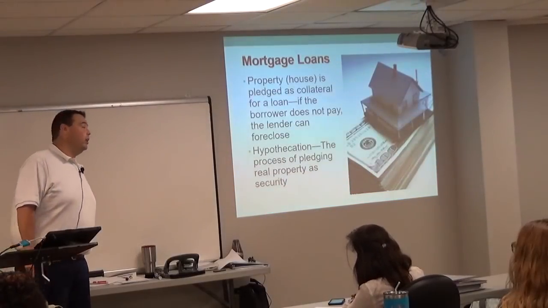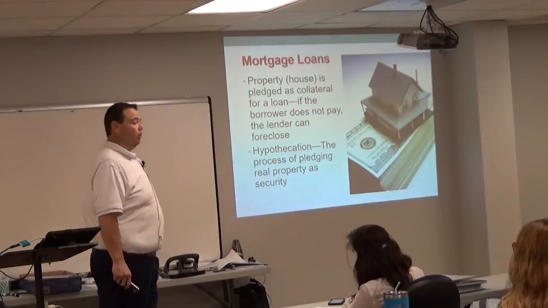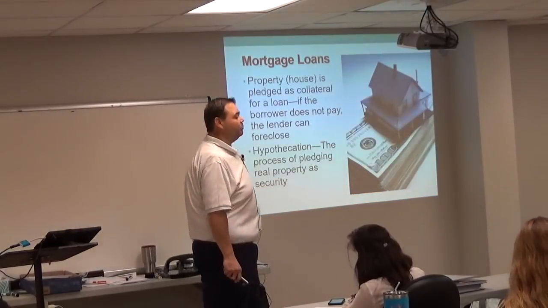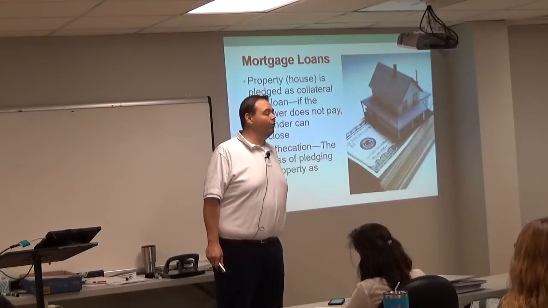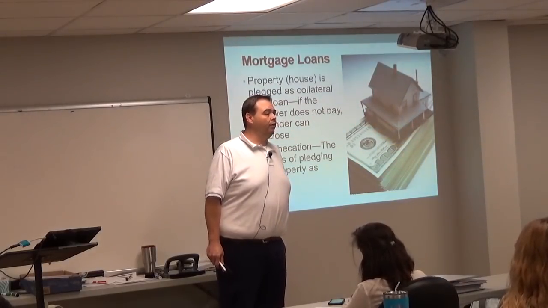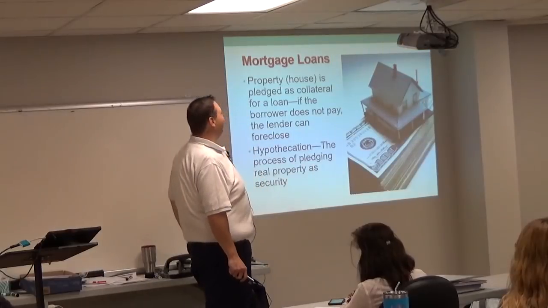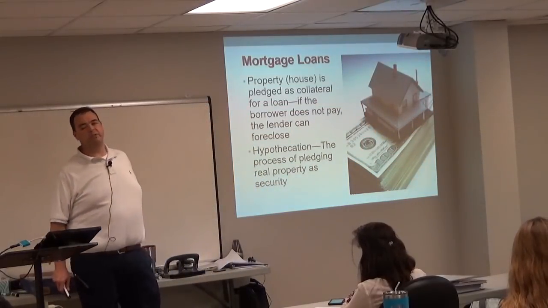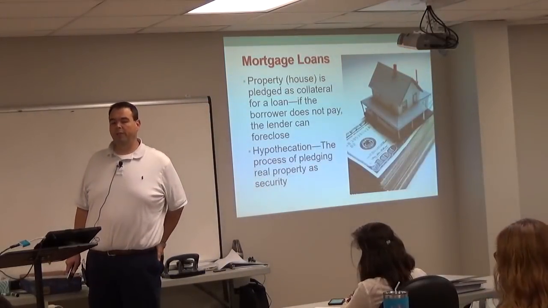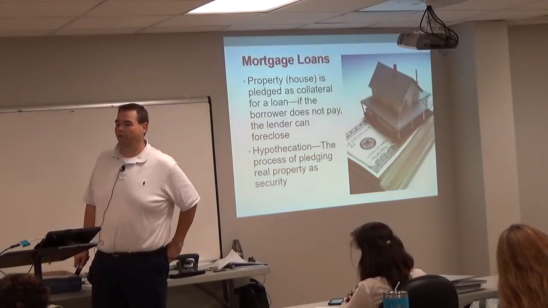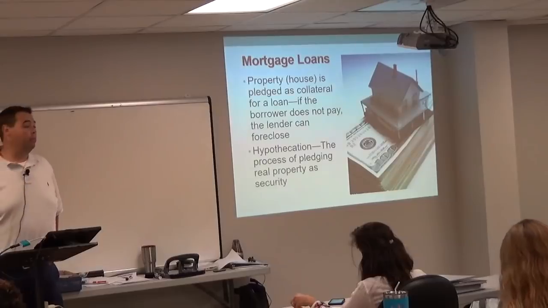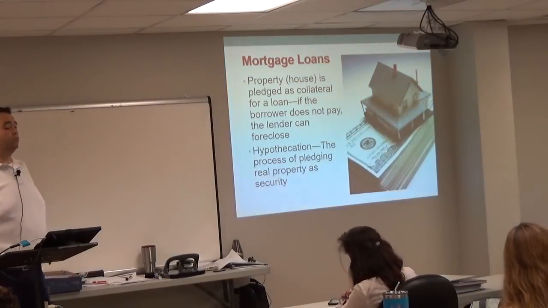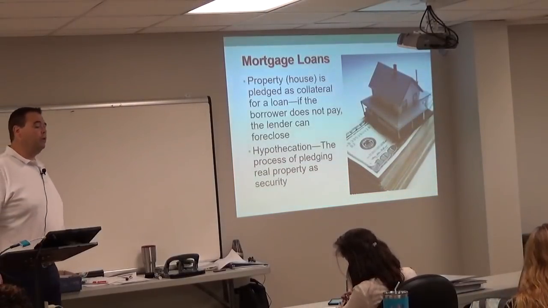Now, a mortgage loan is indeed a loan based on pledging a property or house, in this case, as collateral for a loan. That idea is called hypothecation. Hypothecation is a really fancy word for just pledging real property as collateral. And we don't just do that in houses, we also do it with commercial property. So mortgage loans exist with commercial property as well.